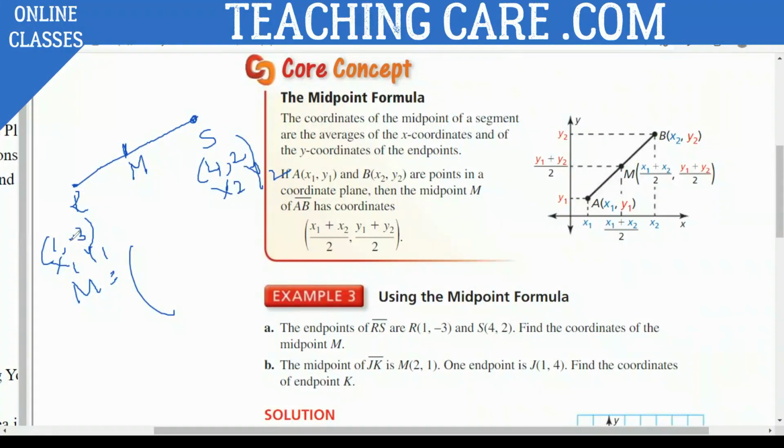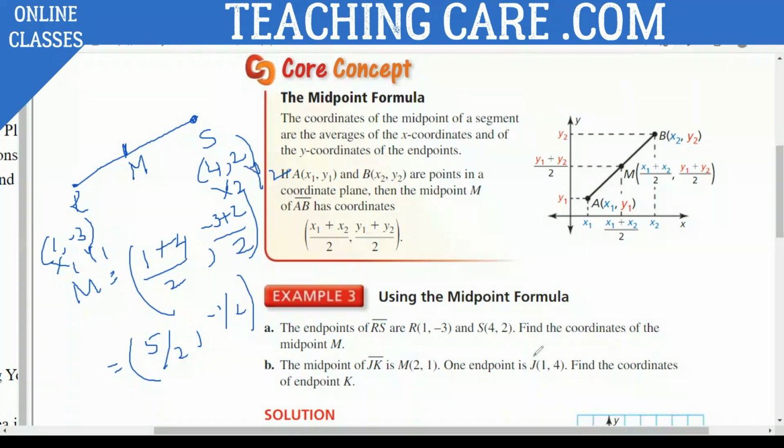So it's x1 plus x2 divided by 2, so it is 1 plus 4 divided by 2, and -3 plus 2 divided by 2. So that would be 5/2, -1/2. This will be the point. You understood?